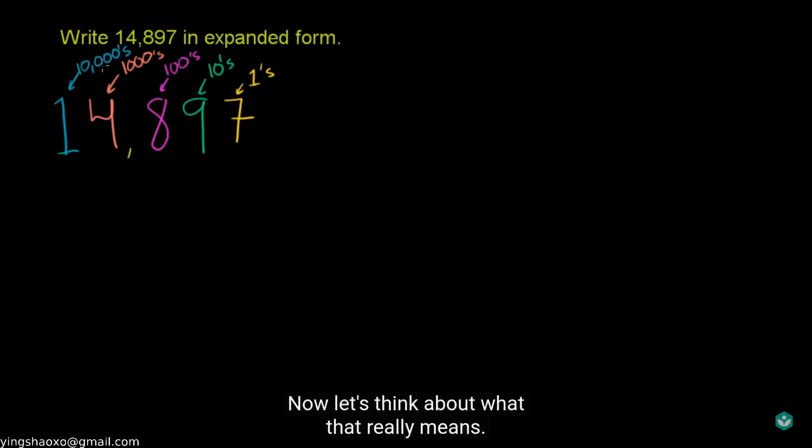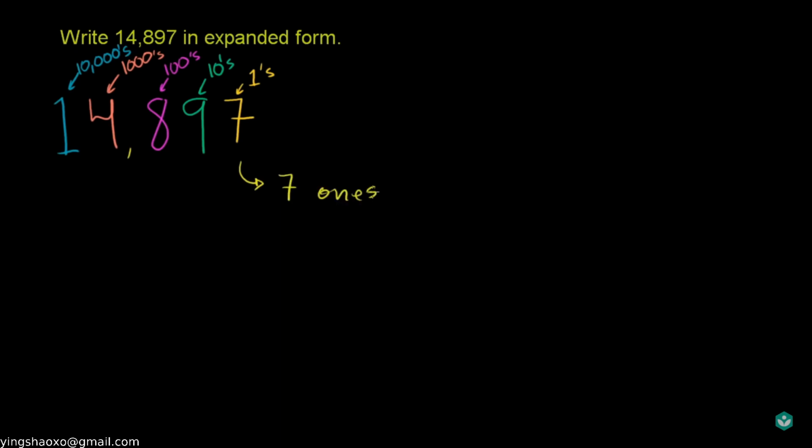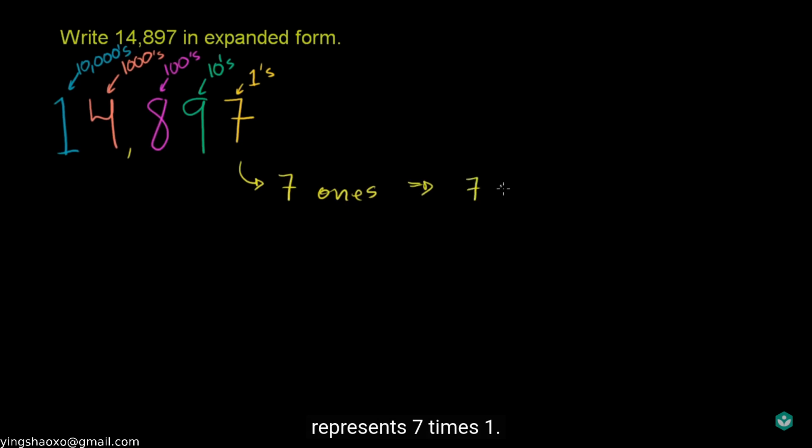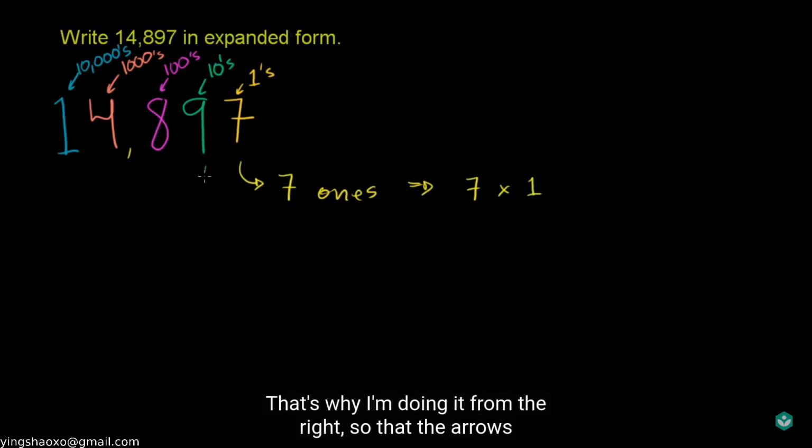Now let's think about what that really means. If this 1 is in the 10,000s place, that means that it literally represents. I want to do this in a way that my arrows don't get mixed up. Actually, let me start at the other end. Let me start with the 7. The 7 literally represents 7 ones. Or another way to think about it, you could say it represents 7 times 1. All of these are equivalent. Now let's think about the 9. That's why I'm doing it from the right, so that the arrows don't have to cross each other.